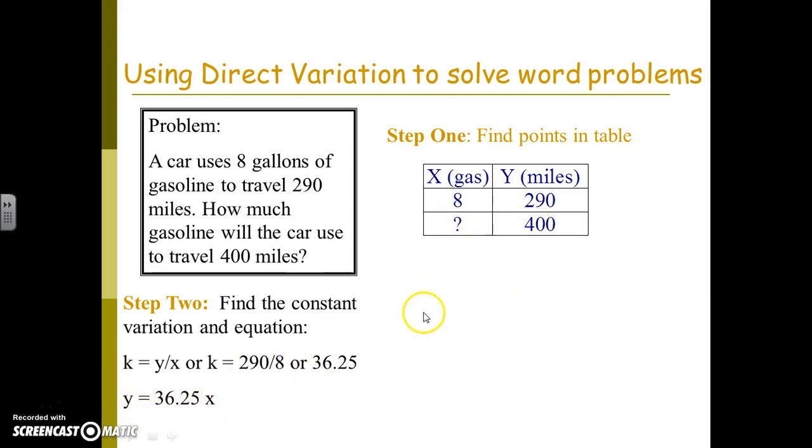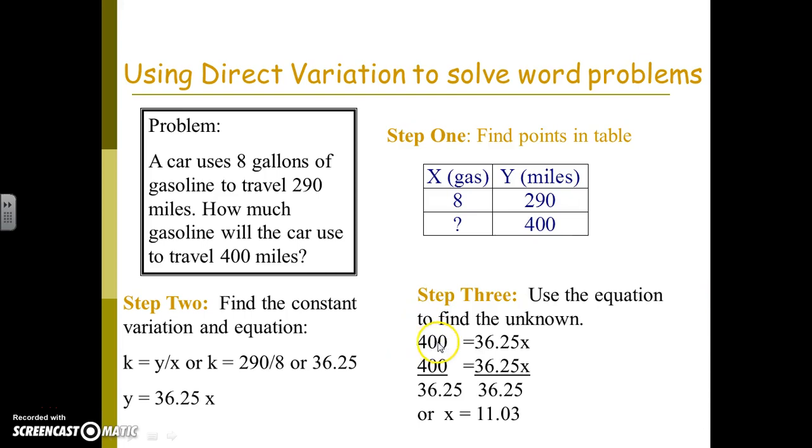We put 400 in for y, and then we solve a one-step equation dividing by 36.25, and we get 11.03. Again, we need units here, so what would the units be? Should be gallons of gas.